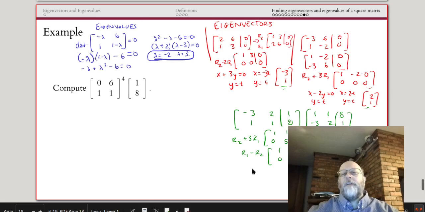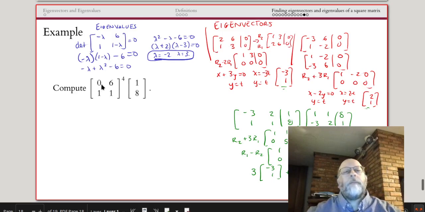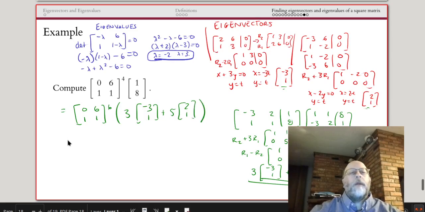So what should be the case is that 3 times the first eigenvector and 5 times the second eigenvector adds up to 1, 8. Does that check? In the top row, we have negative 9 plus 10 is 1. In the bottom row, we have 3 plus 5 is 8. So that does check. So that means that this product here is also this product. I'm going to replace 1, 8 with this combination: 3 times negative 3, 1, plus 5 times 2, 1. And that's not a 6, that's a 4. It's the exponent.